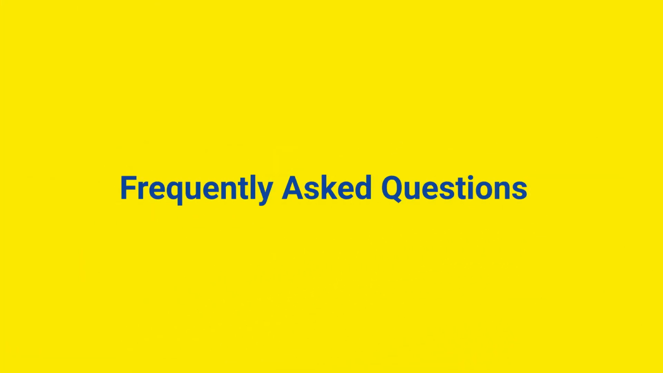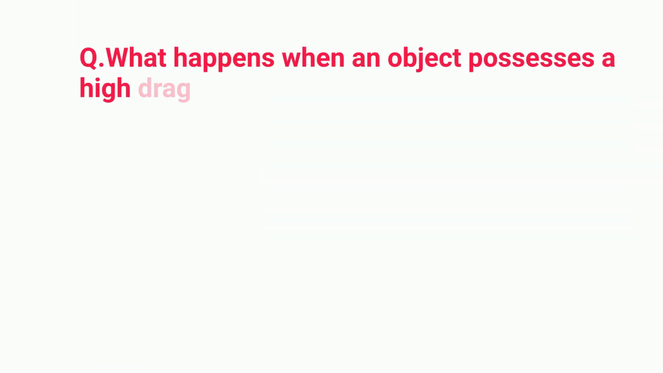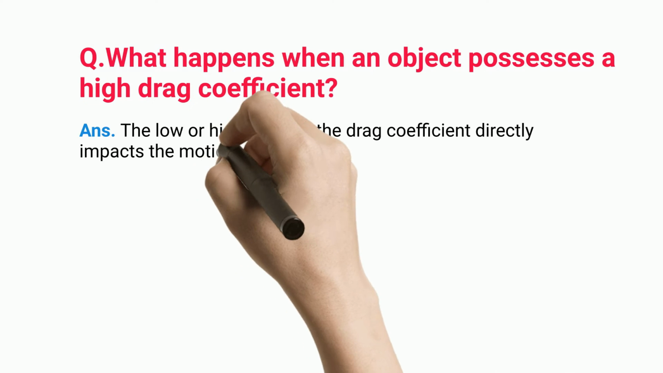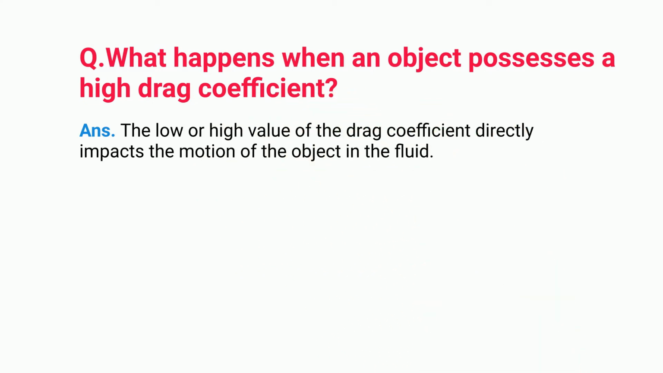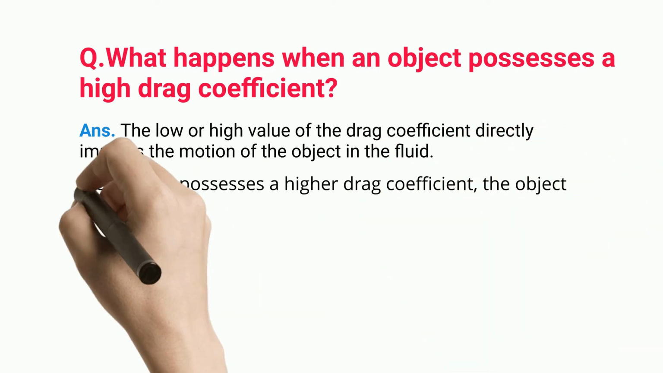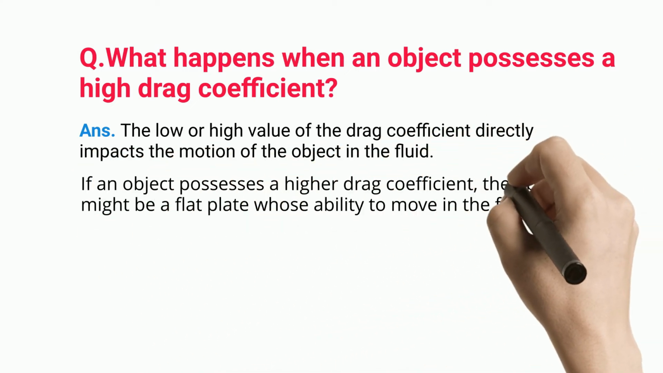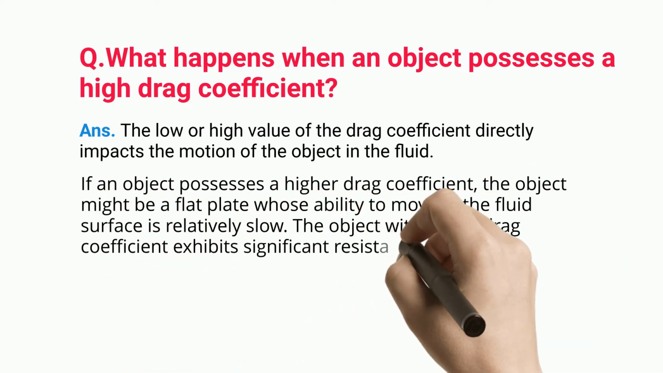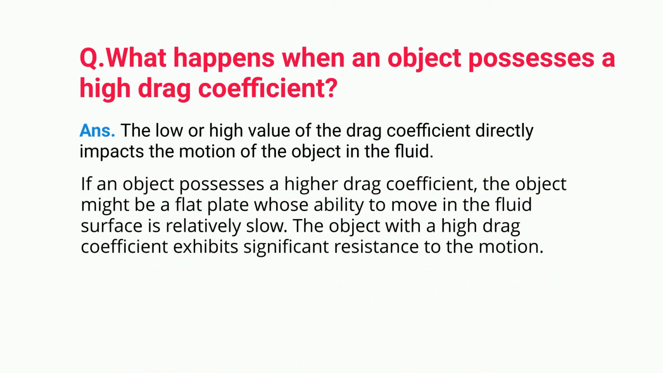Frequently asked questions. What happens when an object possesses a high drag coefficient? The low or high value of the drag coefficient directly impacts the motion of the object in the fluid. If an object possesses a higher drag coefficient, the object might be a flat plate whose ability to move in the fluid is relatively slow. The object with a high drag coefficient exhibits significant resistance to the motion.